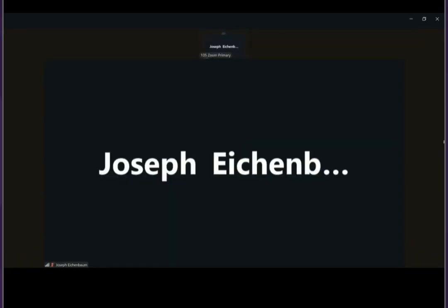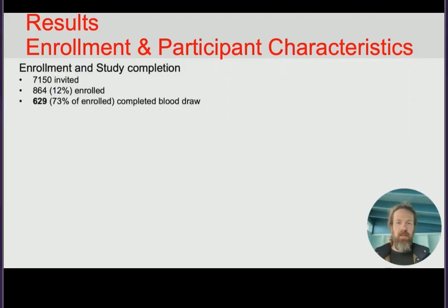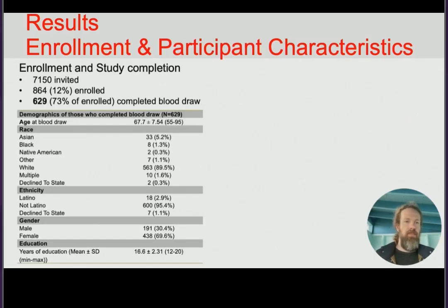All right, starting with the registry through to the analysis, let's look at some of the characteristics for a moment. So starting with enrollment from the registry, we invited 7,150 participants from the BHR. Of those, 864 enrolled, 629 then from that group completed the blood draw. The average age was about 68 years old. 90% white population, 3% Latino, 70% female, and about 16 years of education.